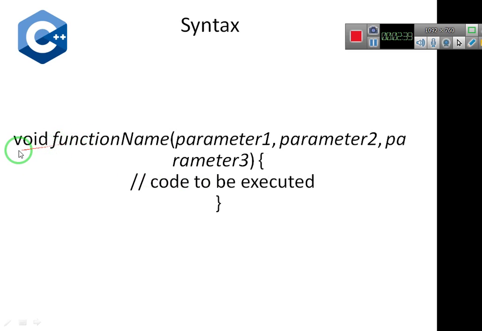So here we have the syntax: we have the data type, we have the function name, then the parameter 1, parameter 2, parameter 3 and so on. There is no limit. You can add as many as you can, and then we will have the code to be executed, or you can say the body of the function. So the information we can pass to the function with the help of these parameters. That is the extended form of the function, or you can say the applicability of the function is enhanced more and more.